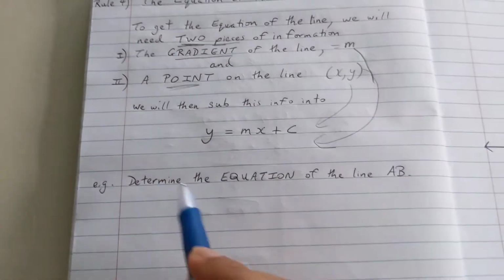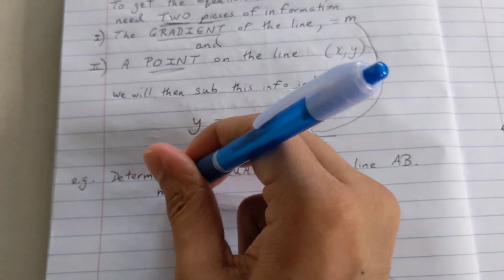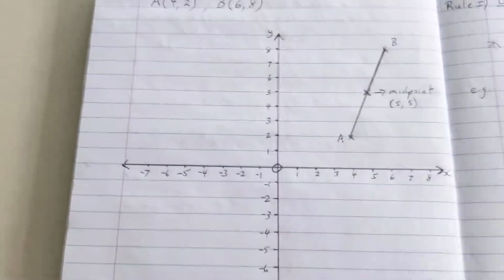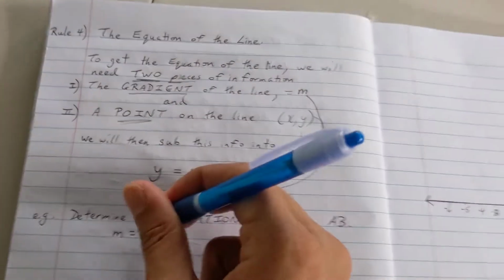So let me see how we're going to find this. To get the equation of the line AB, the first thing I need is the gradient of the line AB. Well, we found that in the first rule, the gradient of the line is 3, so I have my gradient is 3, and I need any point on the line.